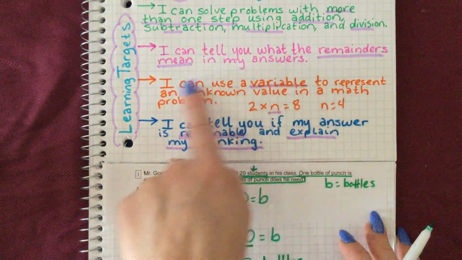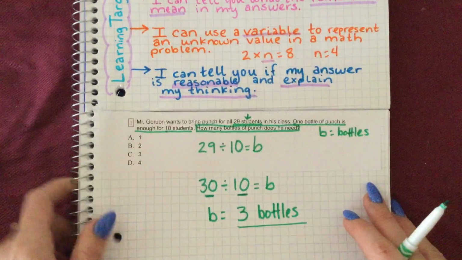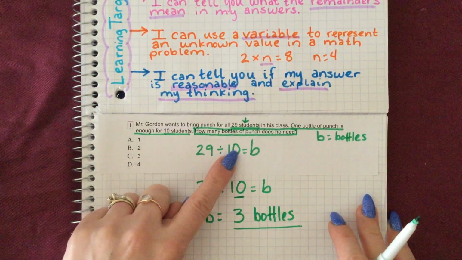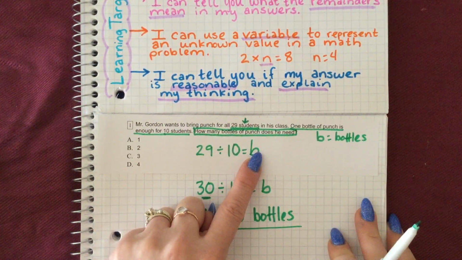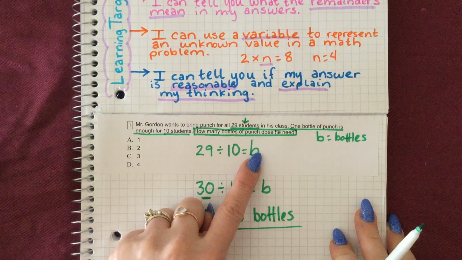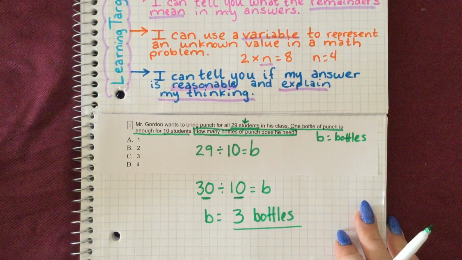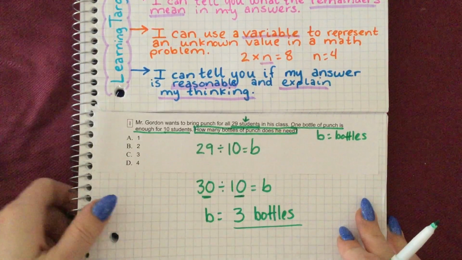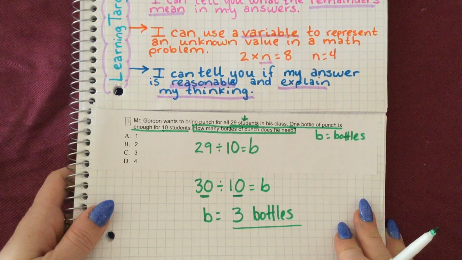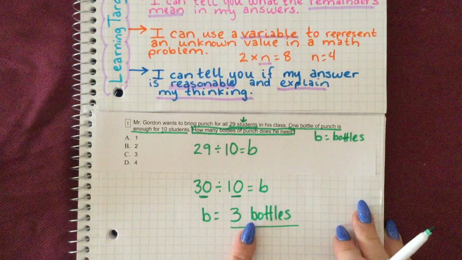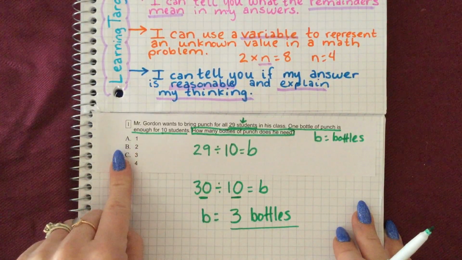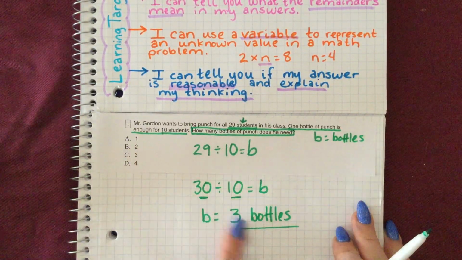Now remember, you can tell me what the remainder means in your answer. If you had solved this 29 divided by 10 and you got your answer with a remainder, what would you do with it? What would happen to that remainder? That's right, you would be rounding it up anyway because you wouldn't want any of Mr. Gordon's students to go without punch.